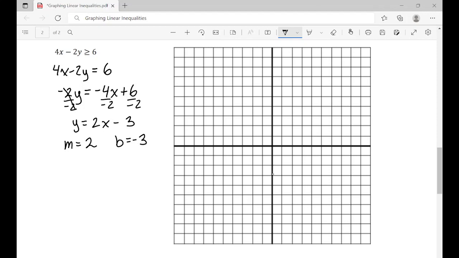So negative 3 on the y is down here, and my slope of 2 means I'm going to go up 2 and over 1. And since my original inequality sign is greater than or equal to, it has the line underneath it, so my line is going to be a solid line going through the 2 points, or going through near enough.